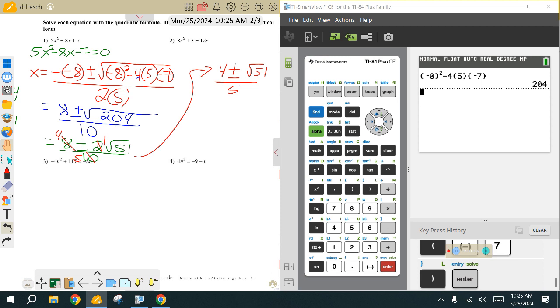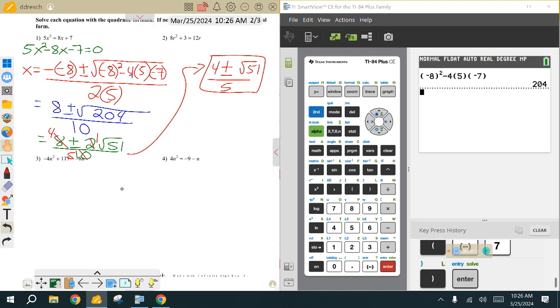Do I need a 1 out front? No. I can put the 1 out there. Right. Now, it looks ugly, but that is our answer. Now, let me talk about that answer before you're like, I don't know what the heck he's got there. Give me a moment.